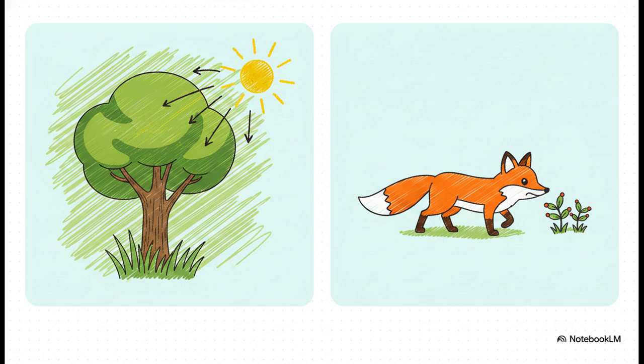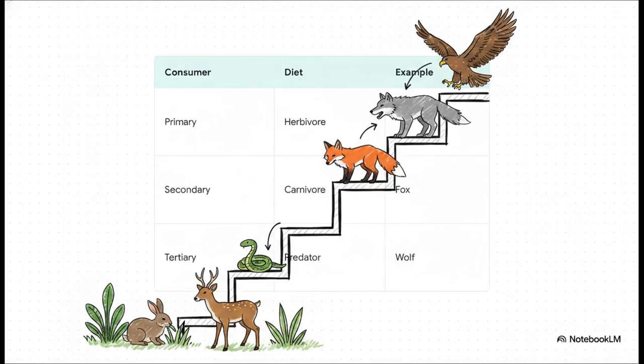We're talking about towering trees, soft grasses, and even tiny algae floating in the ocean. Then on the other side, you have the consumers, or heterotrophs. These are organisms that simply can't make their own food, so they have to get their energy by eating other organisms. Now, these consumers are organized into clear tiers, basically a ladder of who eats whom. At the bottom, we have primary consumers, which are your herbivores. Picture a hungry rabbit nibbling on some fresh clover, or a deer grazing in a meadow.